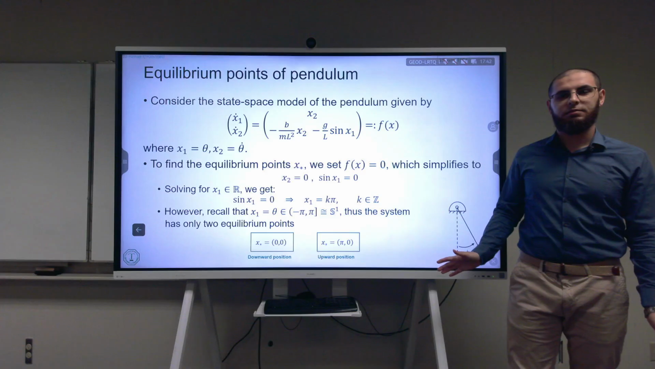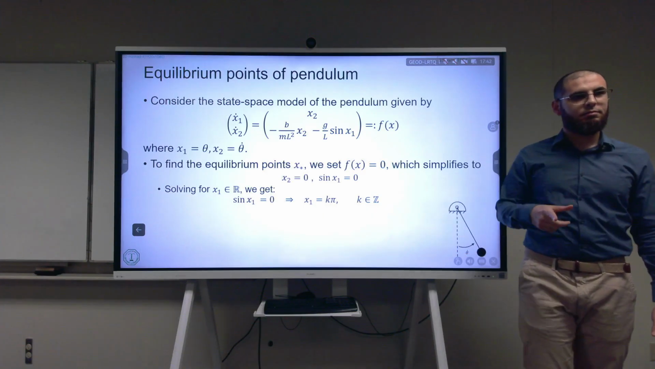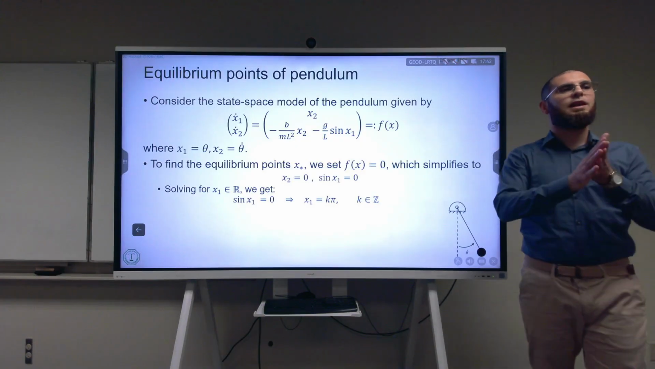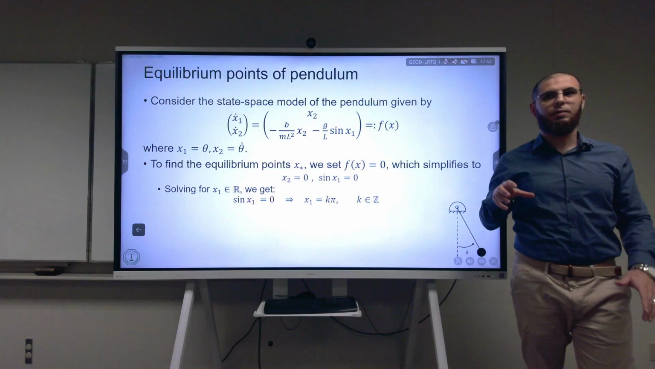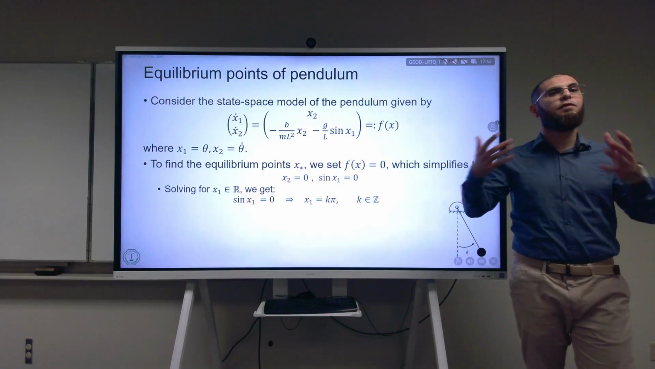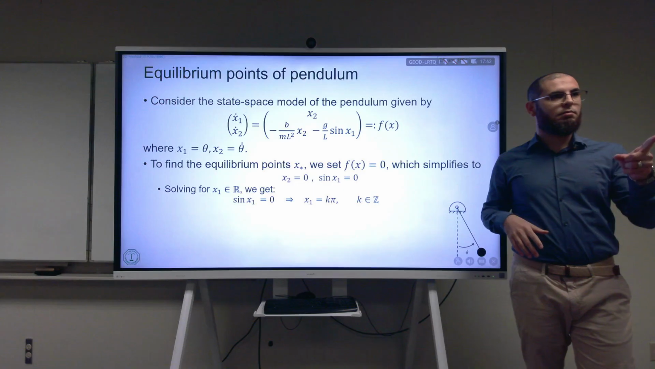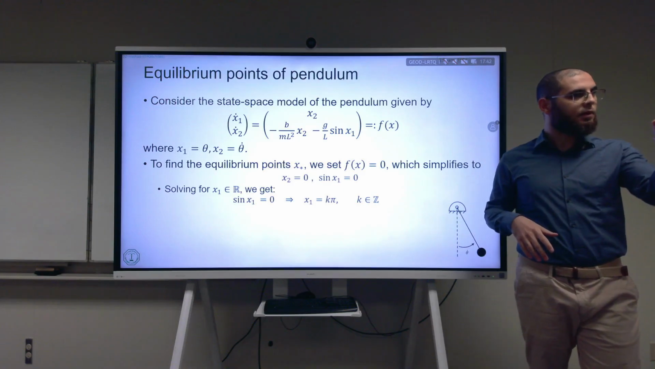Completely doesn't make sense. Why? Because it should be stable at the base. Independent of the stability properties of the points themselves, why does it not make sense that you have an infinite number of equilibrium points for this mechanical system? Because the working region will be 2 pi. Sorry? The working region will be 2 pi.